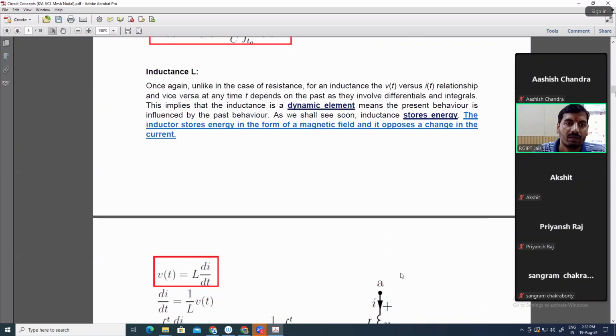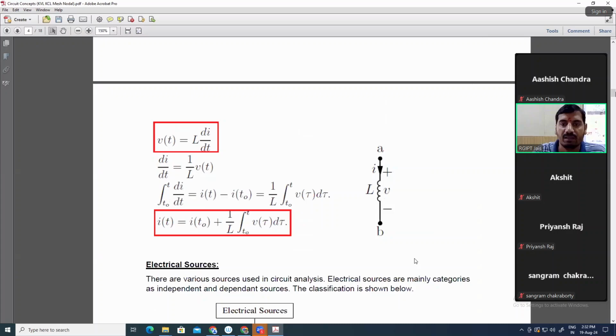Similarly, for the inductor, if the current through the inductor is I, the voltage across the inductor is V. So the relationship is v(t) is equal to L di by dt, which means the voltage across the inductor depends on the rate of change of current. So di upon dt is equal to 1 upon L v(t).